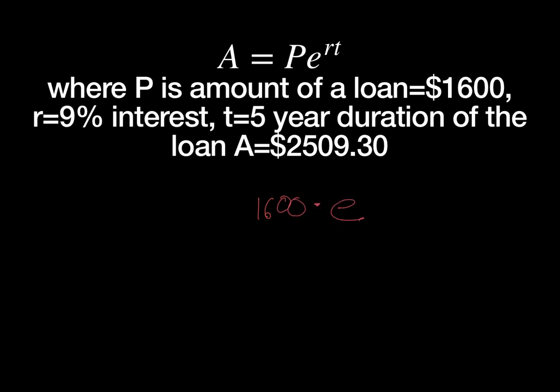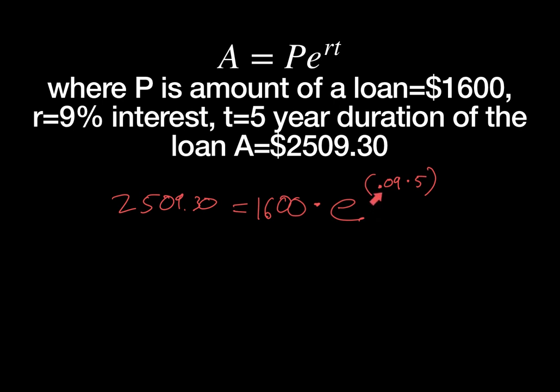Times e, e is a number, raised to the r, r is my rate. What is my rate? 9%. Got to convert it to a decimal, 0.09, times t, which is 5. So that'll be times 5, equals A. So this should equal, when I do it, 2509.30. On the right-hand side, I've got e to this number. First, I'm going to find 0.09 times 5. Do that in my calculator.